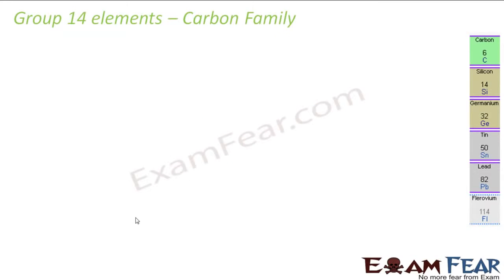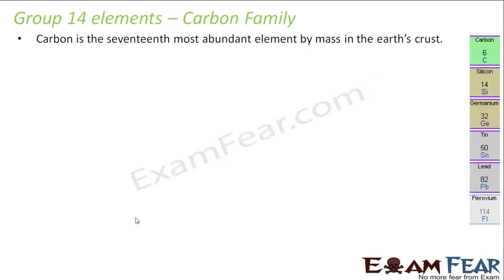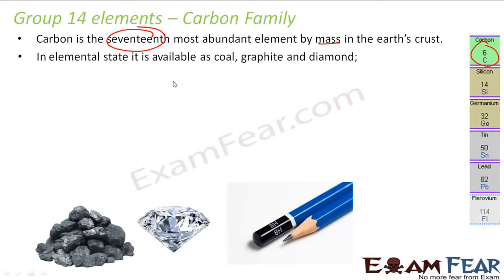So we'll start with the group 14 element, the carbon family, right? The carbon here is the 17th most abundant element by mass in the earth crust. In this carbon family we talk about carbon, silicon, germanium, tin, lead, all these elements. Carbon is a very critical element, and you know that there is a special chapter in chemistry for that, organic chemistry, because of the special characteristics and usage of carbon.